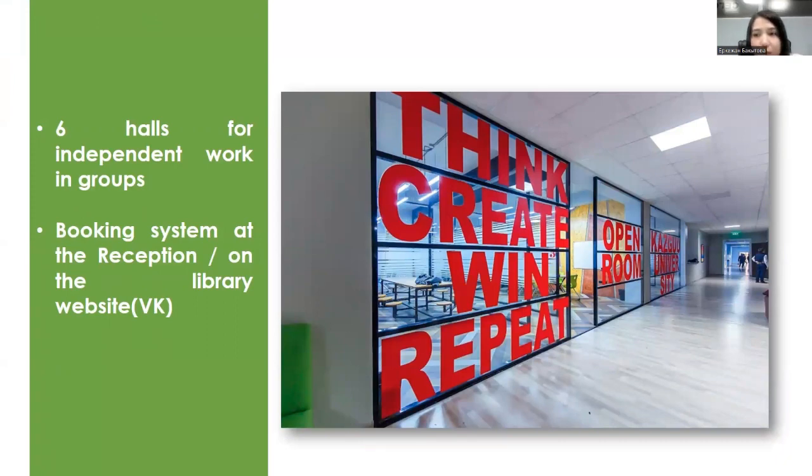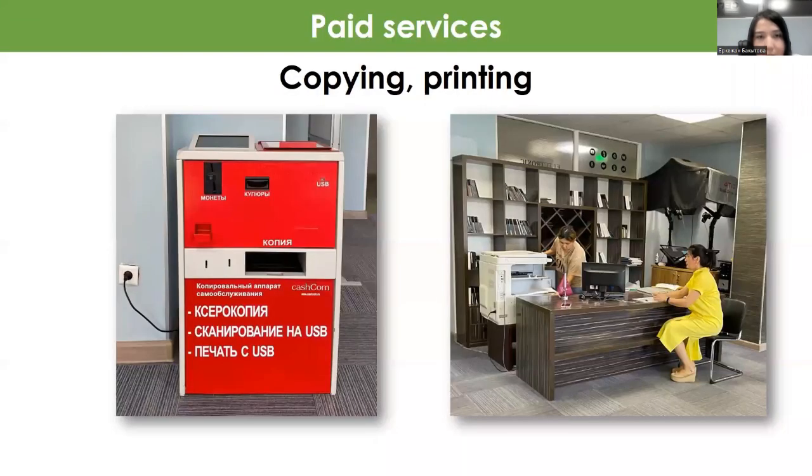Next. There are open rooms, six halls. The open room is located on the first floor in front of the reception. There is a booking system at the reception and on the library's website. There are blackboards in each hall and televisions in some halls. You can take the remote control, marker, and eraser from the reception, leaving an ID card.